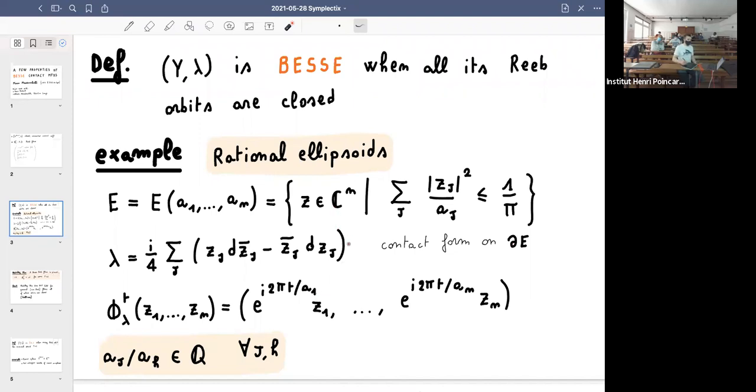So this would be just an ellipsoid, and the ellipsoid is rational when any quotient of two parameters is a rational number. You see that under this rationality condition, all orbits close up after a period which is the least common multiple of the a_i. So this is all very, very classical.